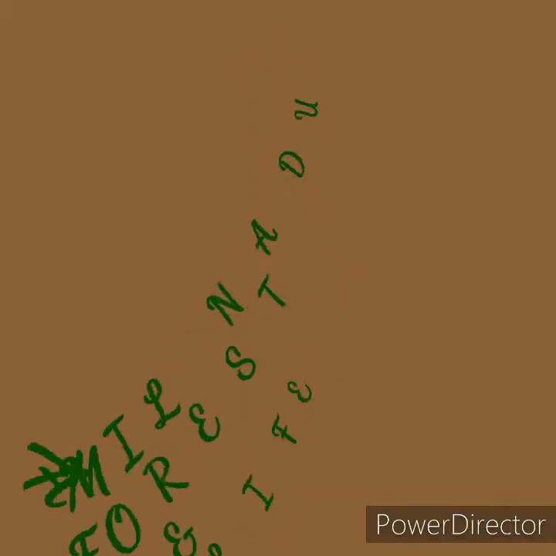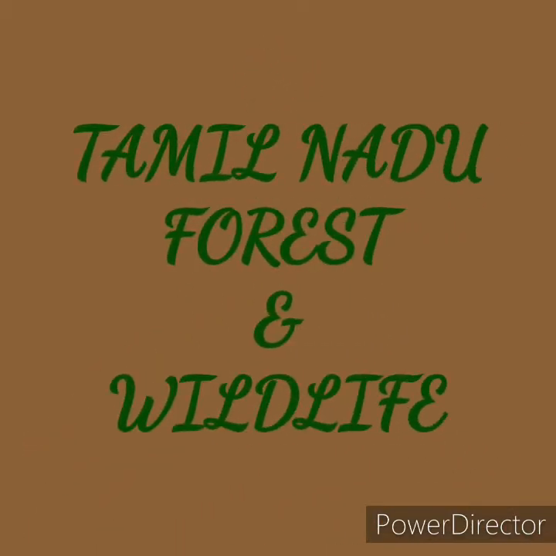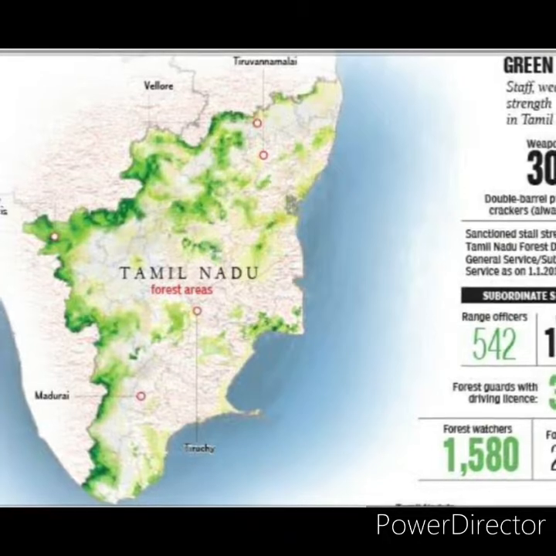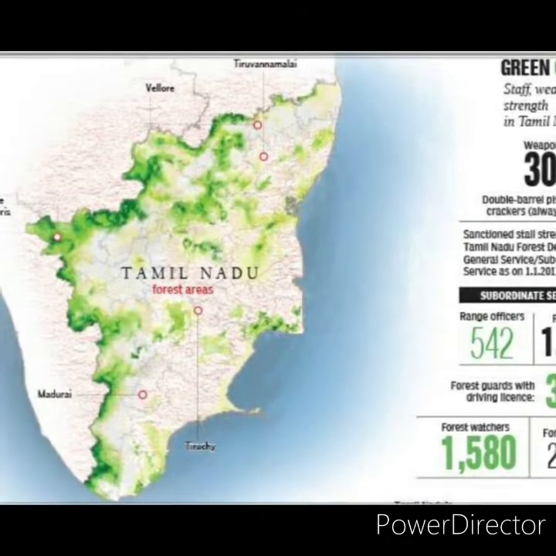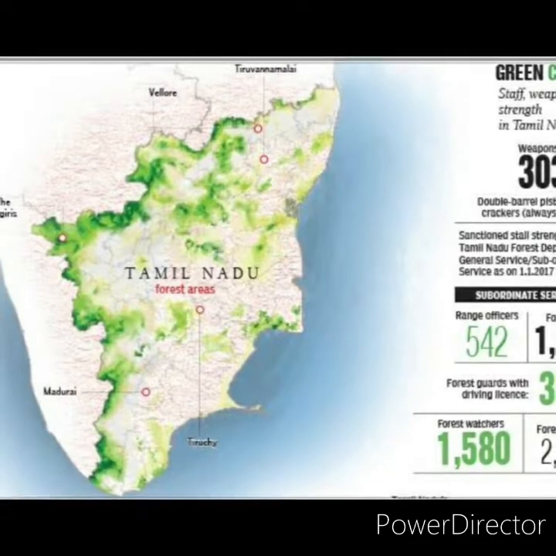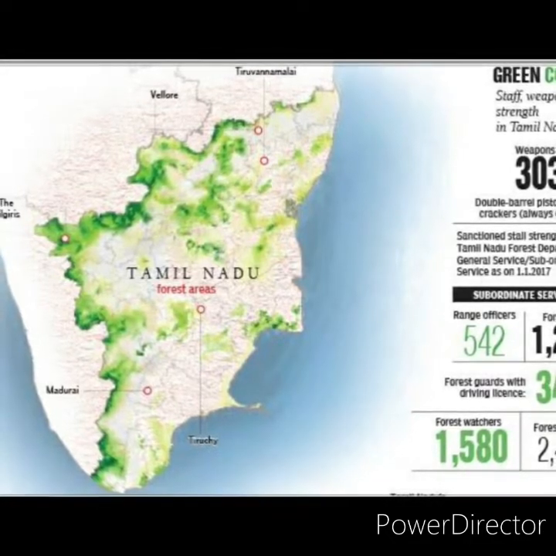Hi kids. In this session you are going to learn about natural vegetation of Tamil Nadu. Landforms, nature of soil, temperature and rainfall are the major factors that control the distribution of natural vegetation.